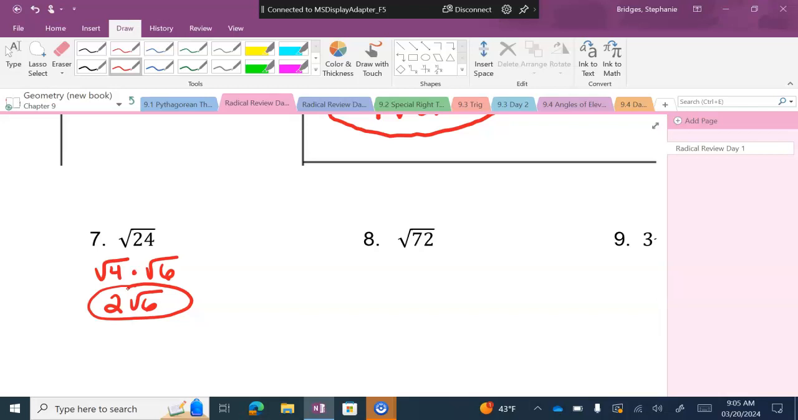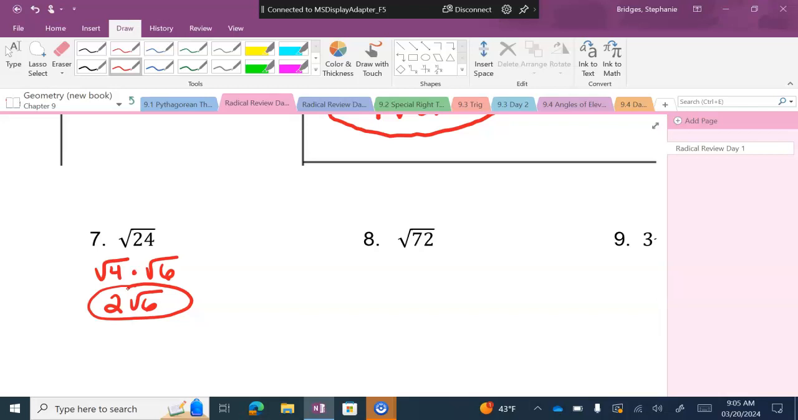Now, with 8, this one is a trick. Not really, but I've seen 2 different answers. Some of you have it completely simplified. Some of you have not simplified it all the way. Remember what I said. We have to make sure we get the largest perfect square that divides into 72. That's why we start with the biggest number we can and we work backwards. If you start at the top, you're going to find a perfect square, but not the largest perfect square. Let me tell you what I'm talking about.